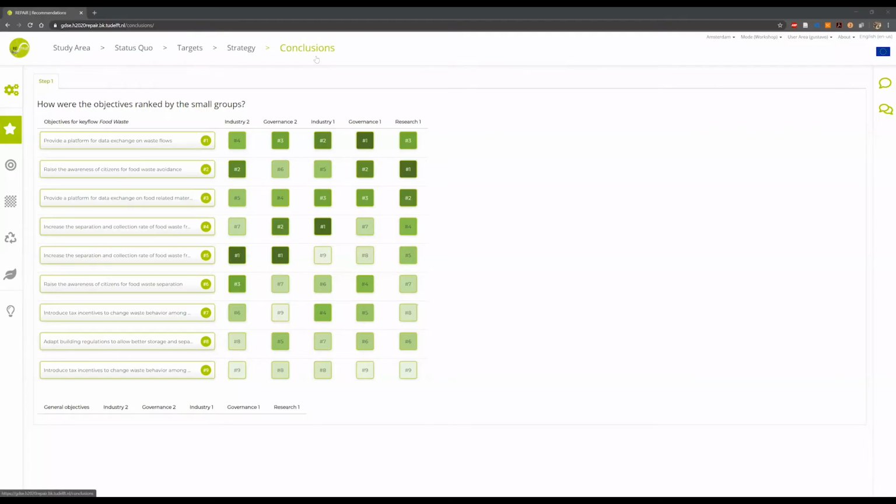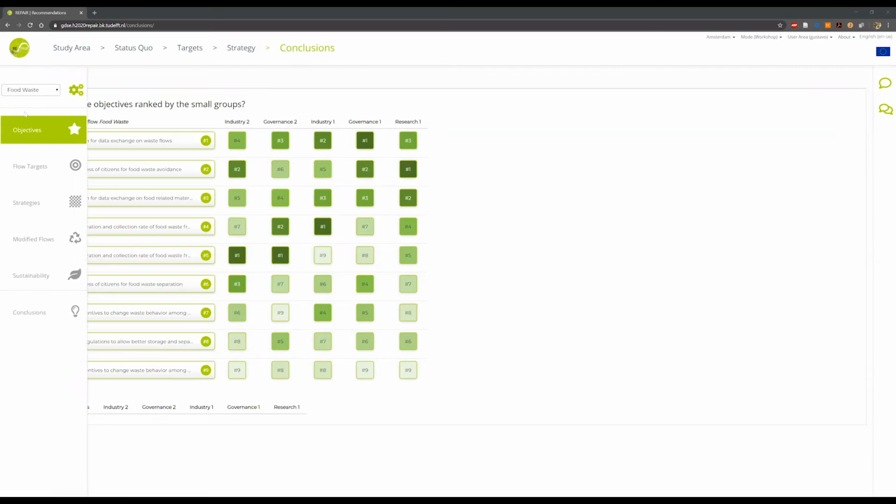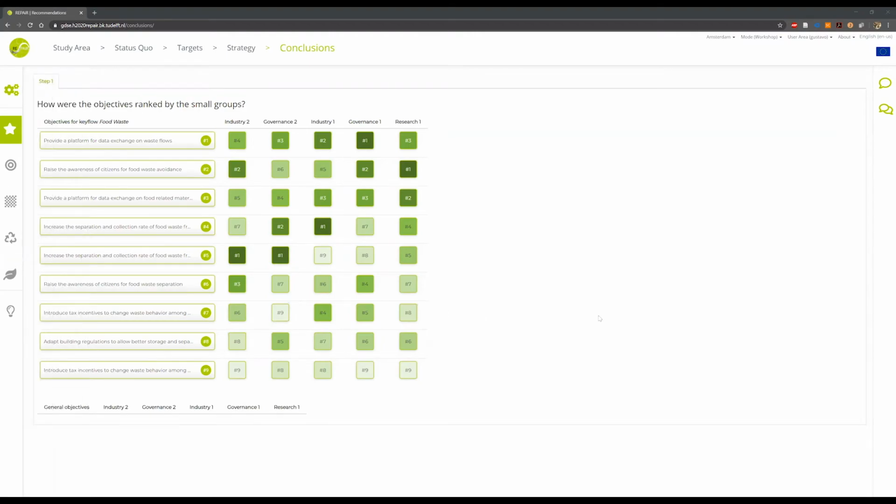Here we show the final GDSE step called conclusions, in which the work of all small groups is presented, compared, and discussed with the entire group of workshop participants. And these comparisons are on the basis of objectives, flow targets, strategies drawn, modified flows, and sustainability. This happens in a plenary session at the end of the workshop.